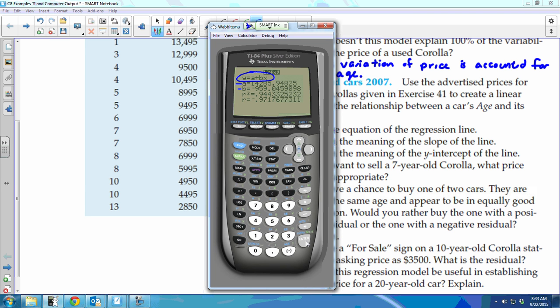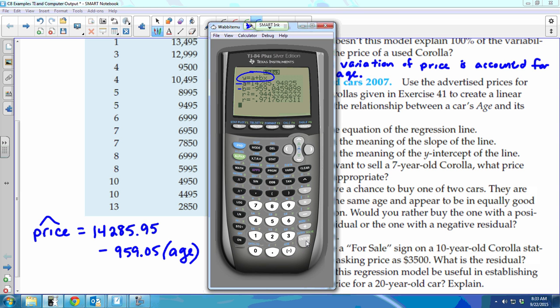Okay, so what is our y variable? Price or age? Price. So we have price hat equals our y-intercept, which is 14,285.95. Then it would be plus, but the slope is negative, so we can just do minus 959.05 times age. There's your model, right?